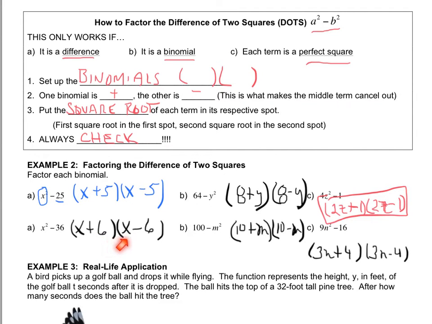Here is 6 times x, which is 6x. Here is 6 times negative 6, which is negative 6x. Negative 6x and positive 6x cancel. And then 6 times negative 6 is my negative 36. It's important that you are checking to make sure that you do have the correct factored binomials.